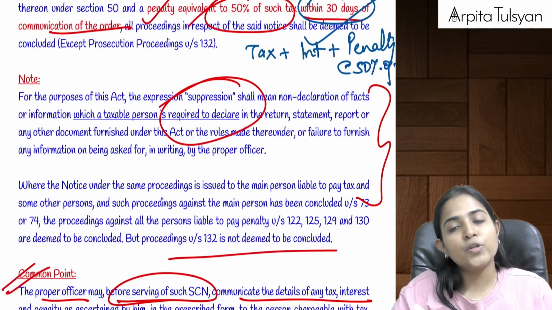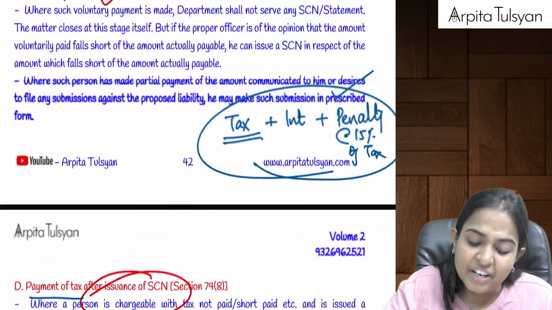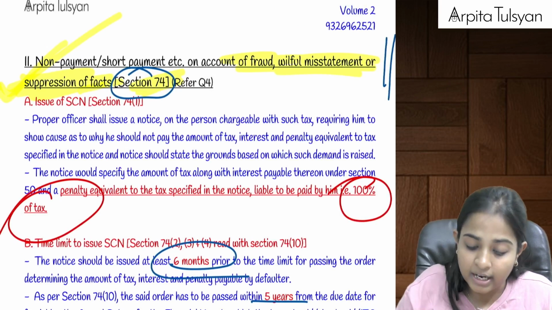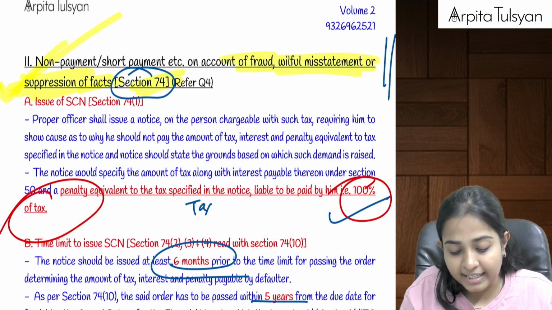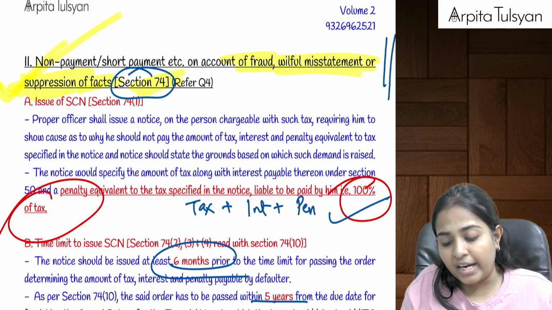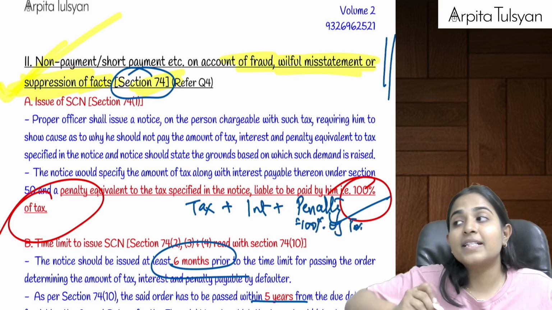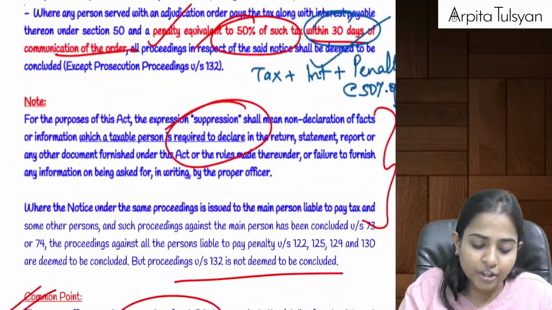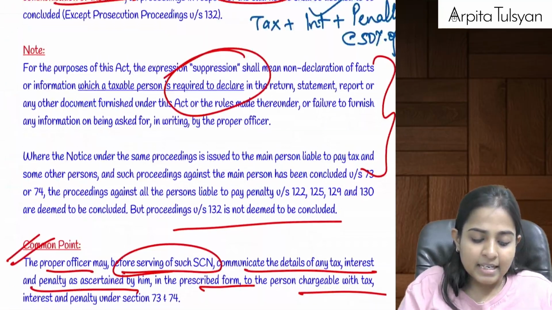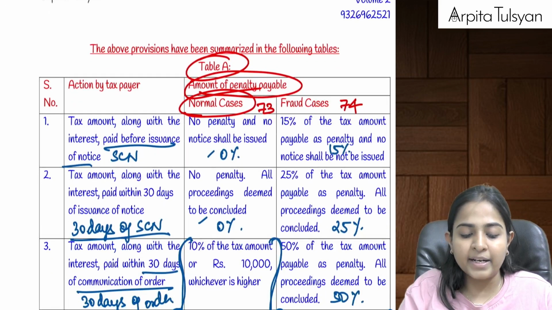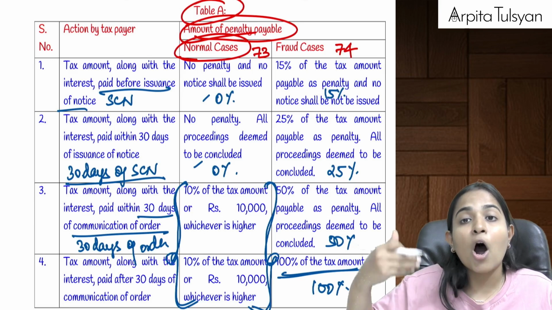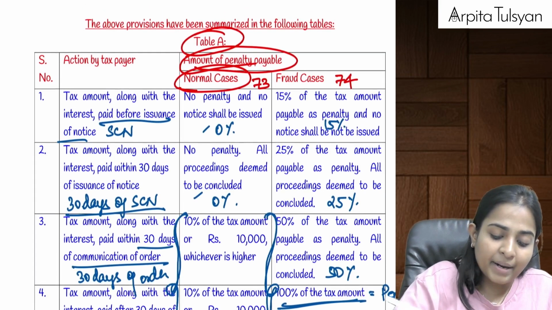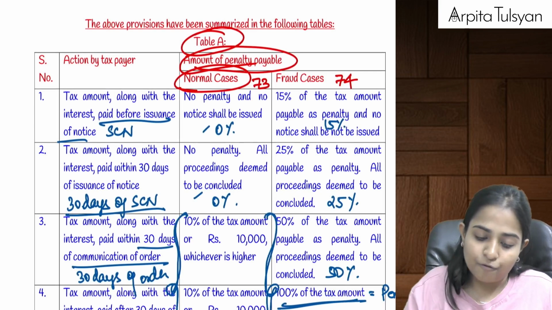Okay, and suppose you pay it late, even after 30 days of communication of the order, then the amount you have to pay will be tax plus interest plus penalty, where penalty is equal to 100% of the tax. So this is after 30 days from communication of the order. Are you clear with this? So this is how the penalty has been decided, depending upon within how many days you make the penalty payment under Sections 73 and 74. Are you clear with this?